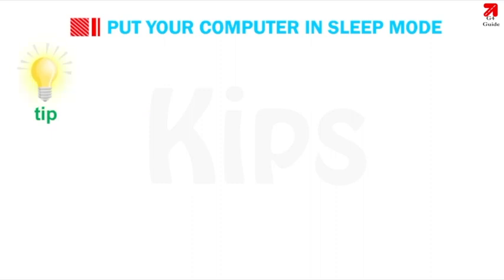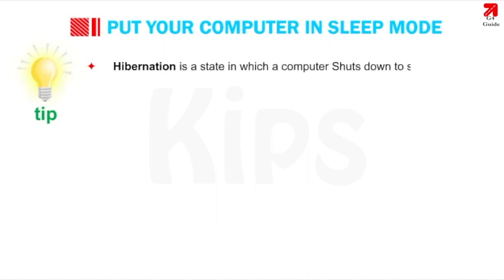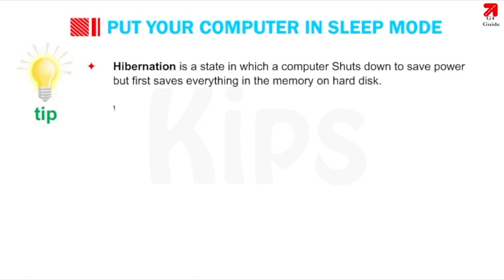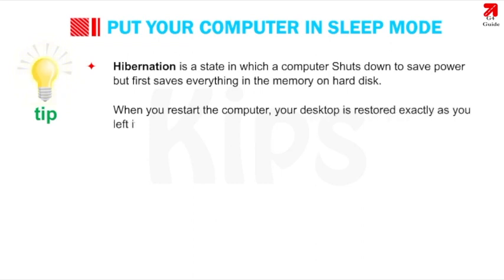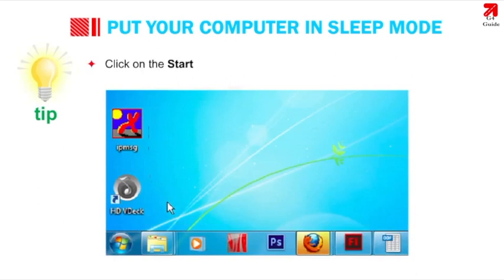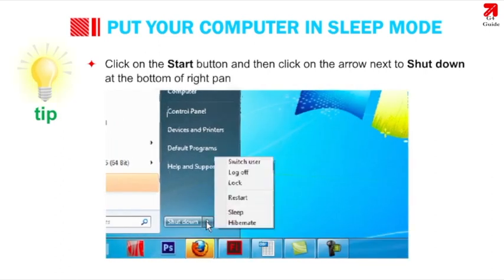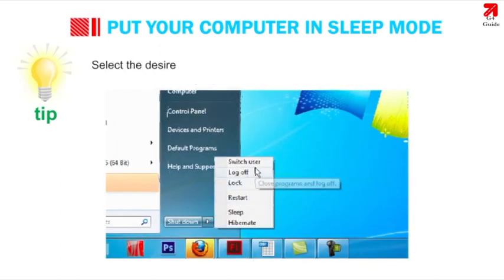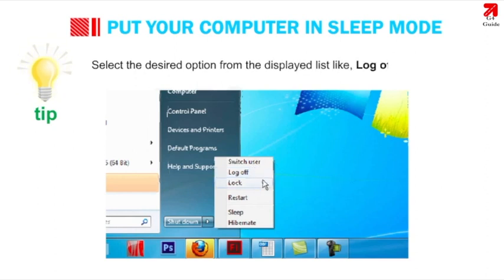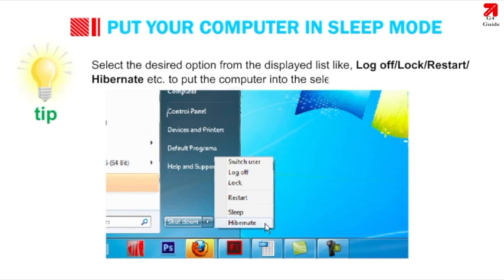Alright, let me help you with a few more tips. Hibernation is a state in which a computer shuts down to save power but first saves everything in the memory on hard disk. When you restart the computer, your desktop is restored exactly as you left it. Click on the Start button and then click on the arrow next to shut down at the bottom of right pane. Select the desired option from the displayed list like log off, lock, restart, hibernate, etc. to put the computer into the selected mode.